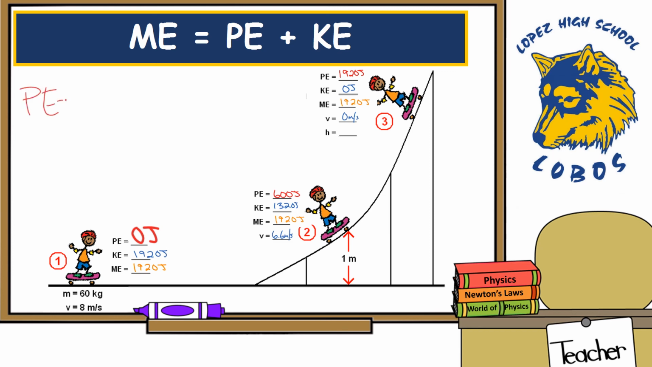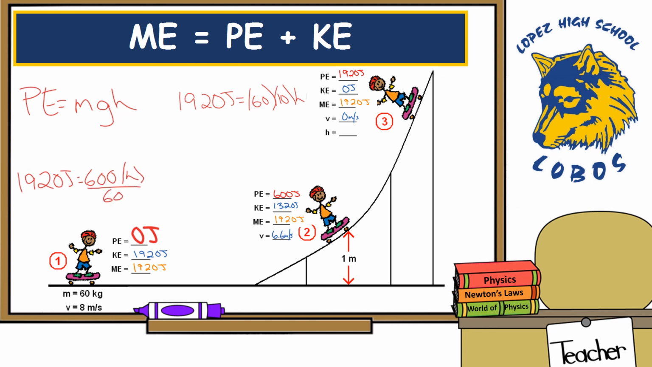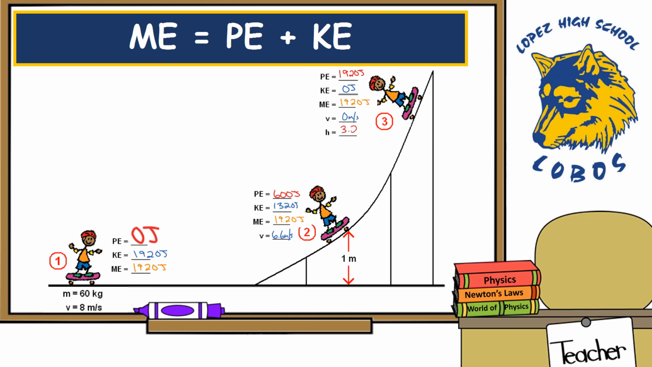To do this, we must set up the equation with what we know. Potential energy at this position is 1,920 joules, and the mass is 60, and we know gravity is 10, leaving us to solve for height. Okay, when we multiply 60 times 10, that gives us 600. And to leave h by itself, we must divide 600 on both sides, giving us 3.2 meters.